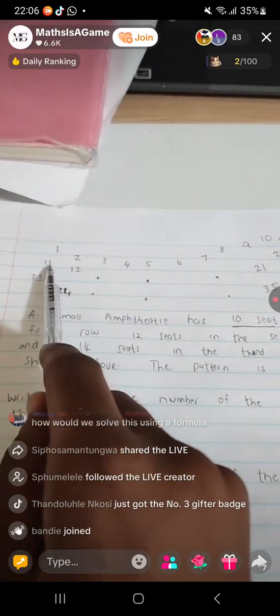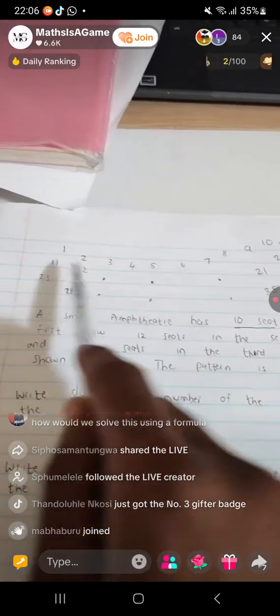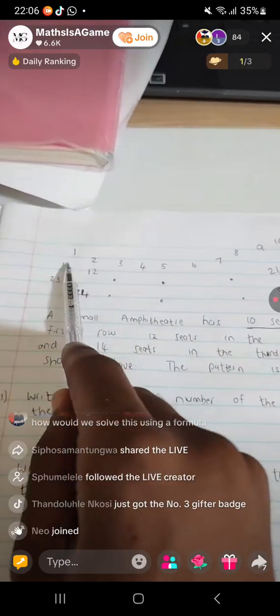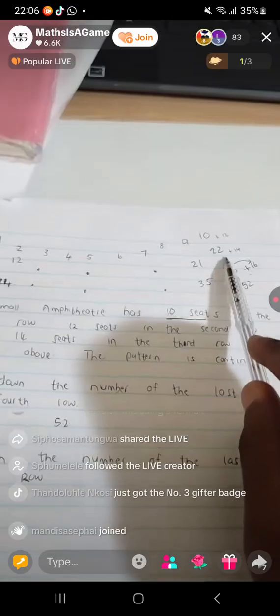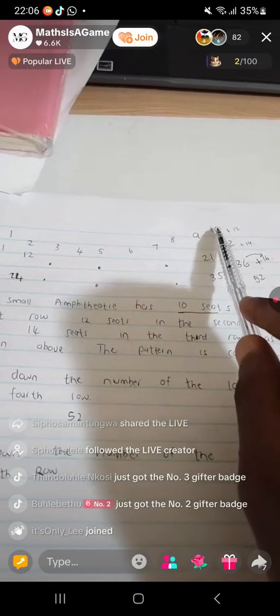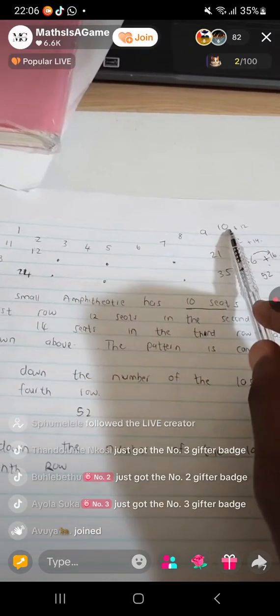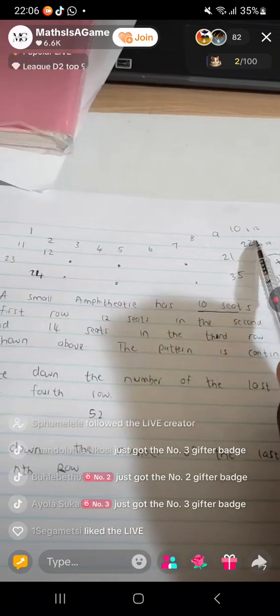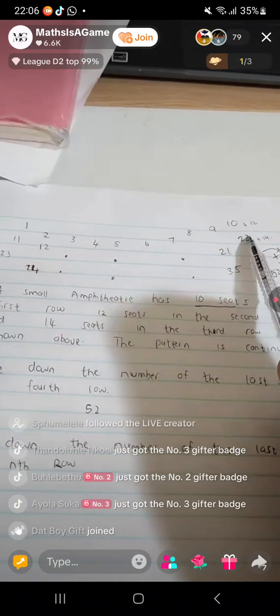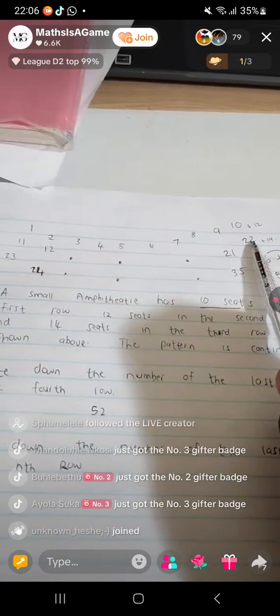So that means if we are going to have 12 seats in the second row, we are continuing from seat number 10, 11, all the way to what? To 22. Because if you add 12 more seats to the 10 that you had, you are going to have your 22nd seat as being the last seat in the second row.